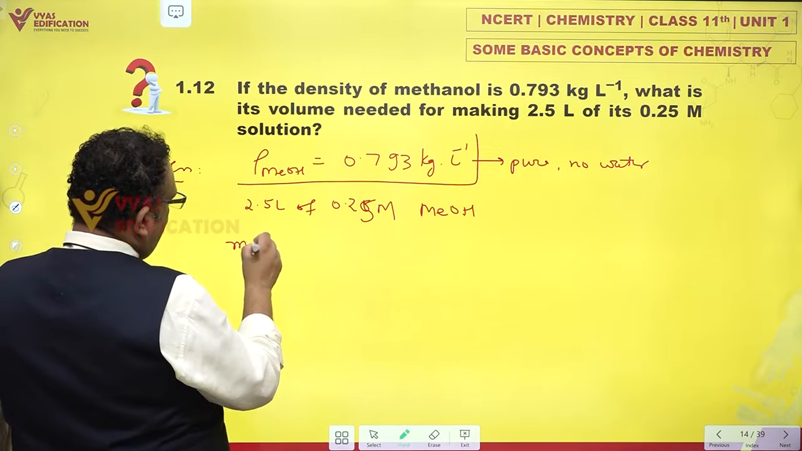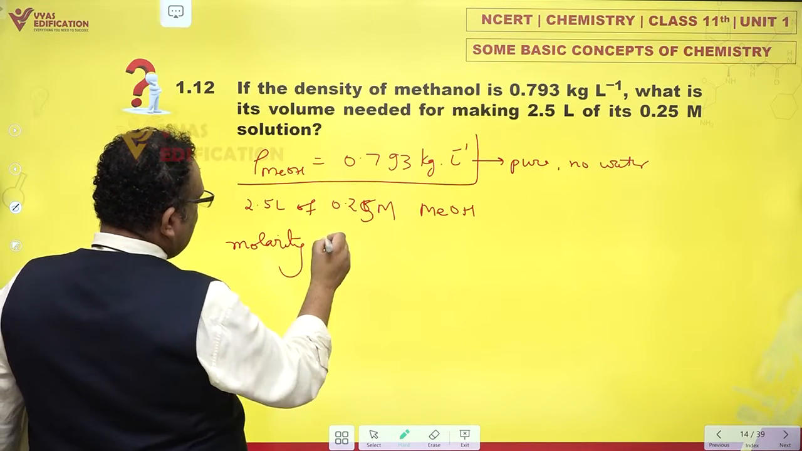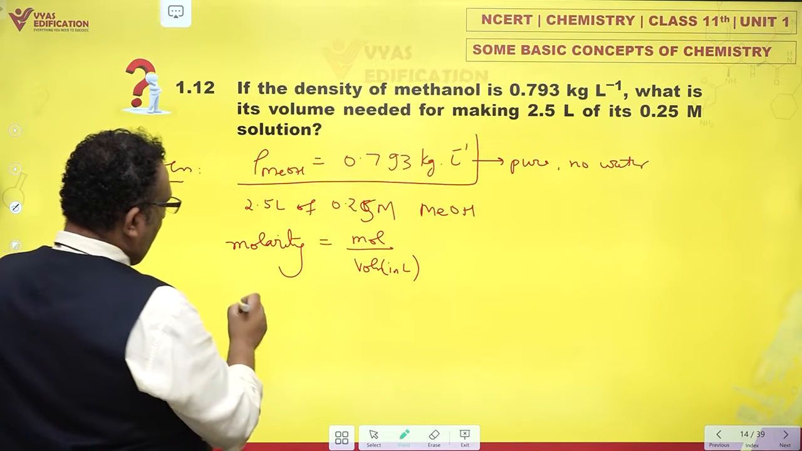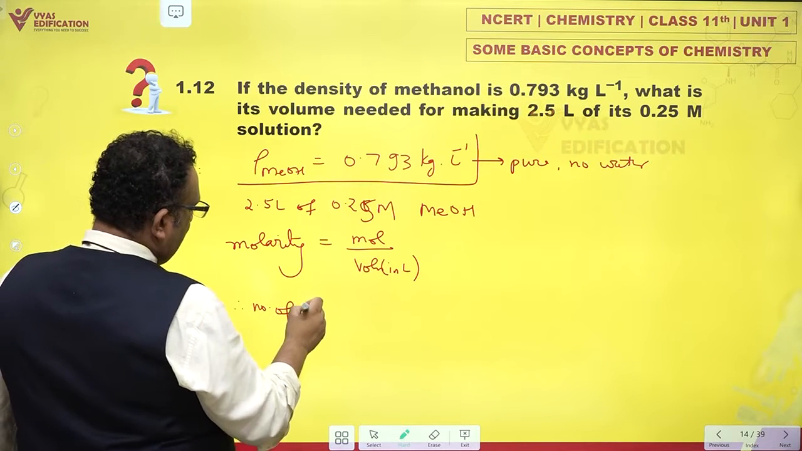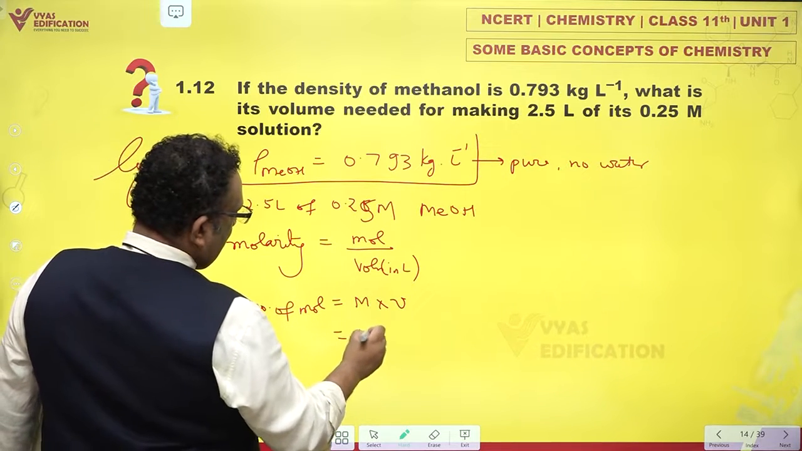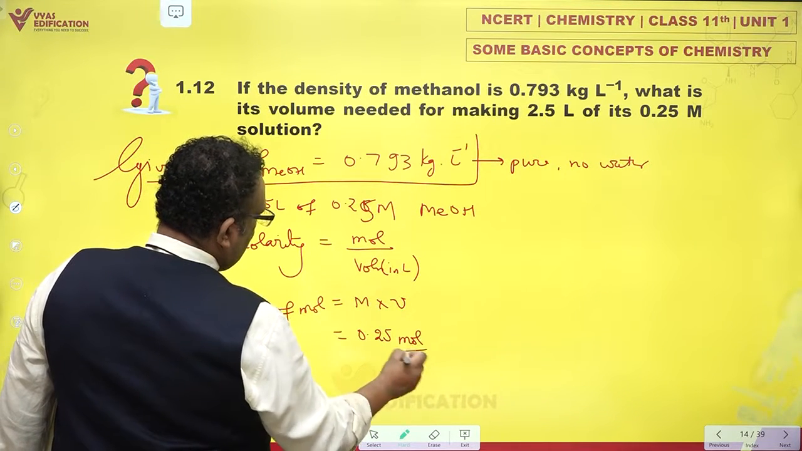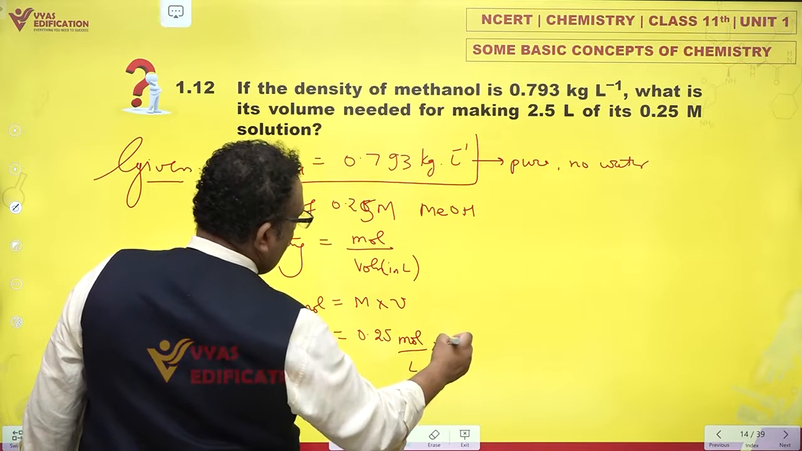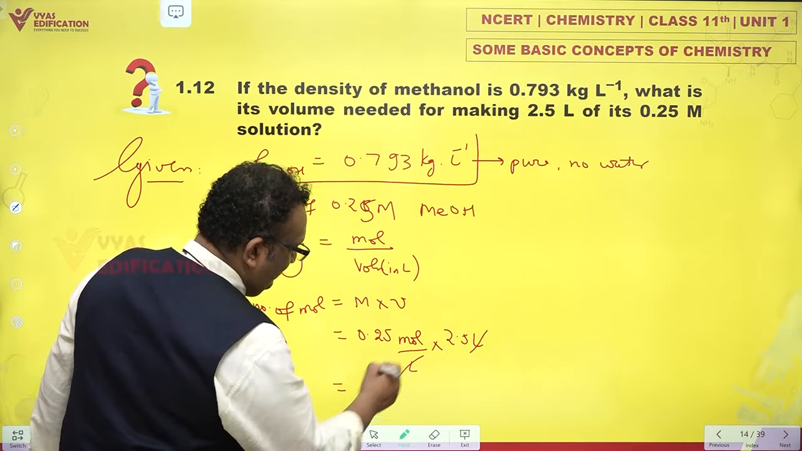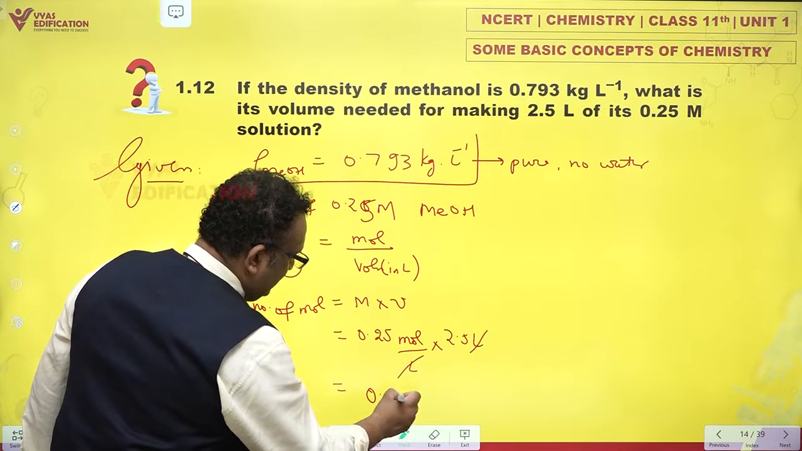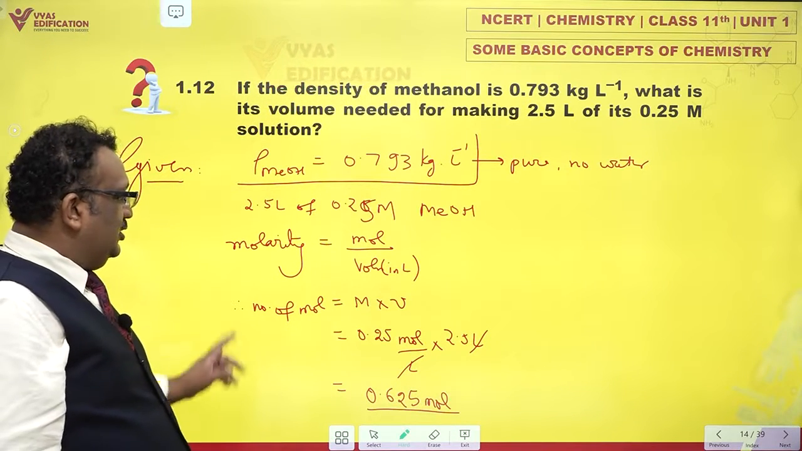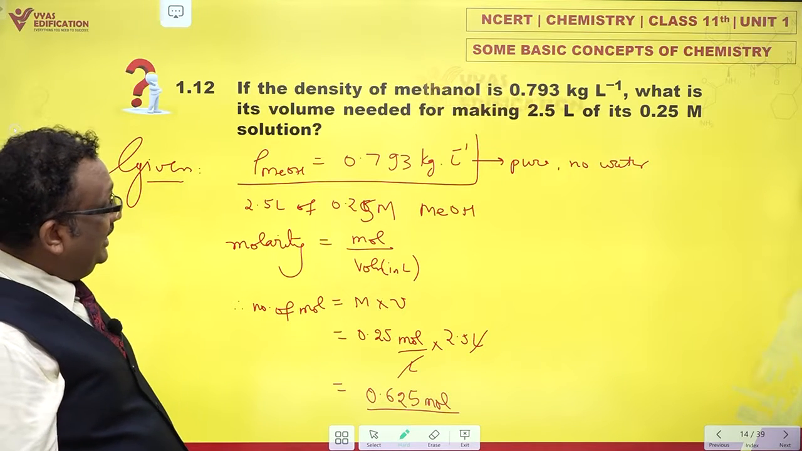Now, molarity is equal to moles by volume in liters. So, therefore, number of moles is molarity into volume. Molarity is how much? 0.25 moles per liter, and this is 2.5 liters. 25 into 25 is 625. So that is 0.625 moles. So many moles of methanol have to be there.